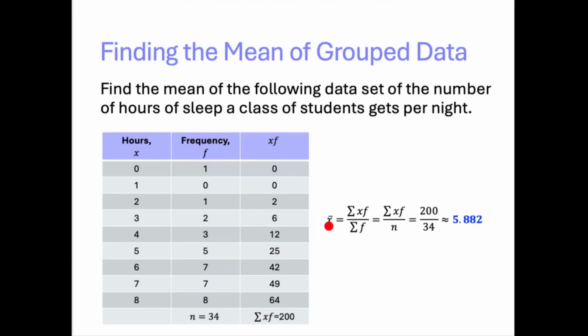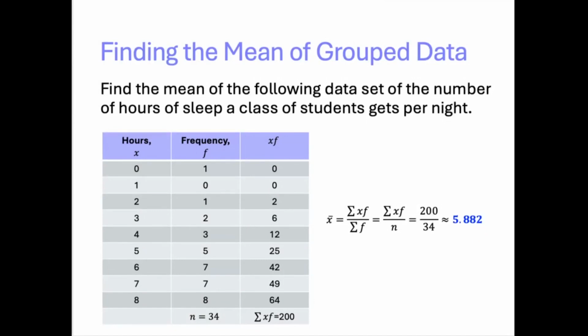Putting it into the formula for the mean for group data, we end up with 200, the sum of the x values times the frequency, divided by the sum of the frequencies. In other words, the number of students for our example, which is 34. 200 divided by 34 is approximately, that's what the squiggly equal sign is, approximately 5.882. So that's the mean hours of sleep that the students are getting per night.